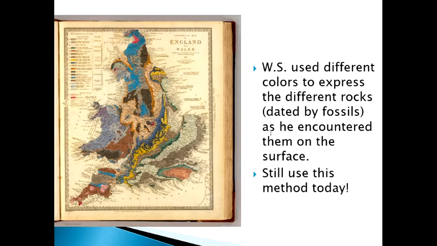For rocks that had different types, let's say sandstones containing trilobites, then he would find a few miles away limestones containing different trilobites and maybe some crinoids. He would color them in on the map. And so these weird color patterns you see on the map are showing different rock types of different ages. We still do this today.